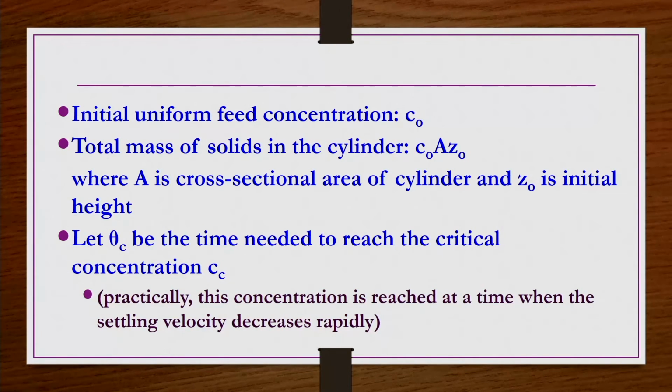Now we try to get the additional information. Initial uniform feed concentration is C naught, and the total mass of solids in the cylinder is C naught A Z naught, which is straightforward because A is the cross sectional area of the cylinder and Z naught is the initial height. Let theta c be the time needed to reach the critical concentration Cc. Then practically this concentration is reached at a time when the settling velocity decreases rapidly.